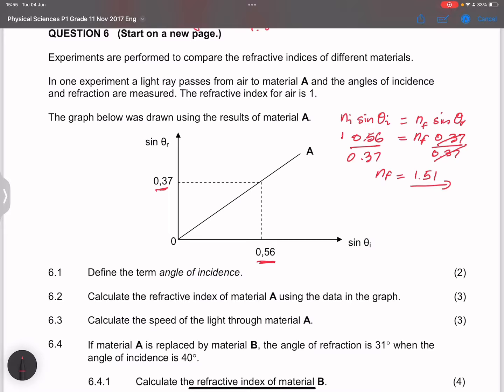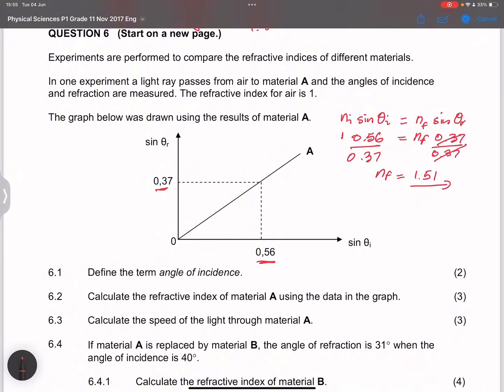What you also could have done is just to take the gradient of the graph. What you then do with that gradient is that you can say, well, you know that the gradient will be 1 over the refractive index, and so you can find it that way.